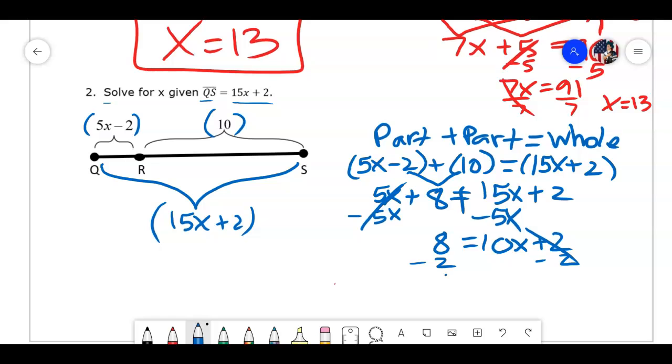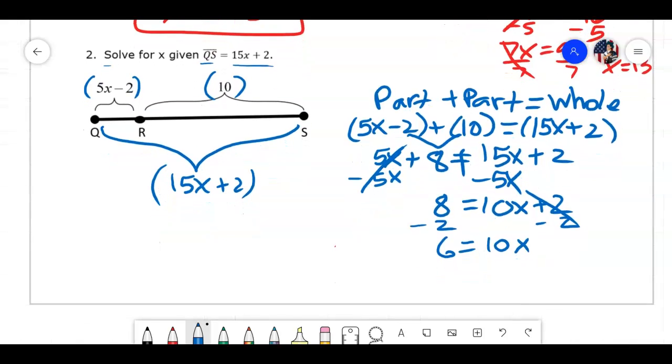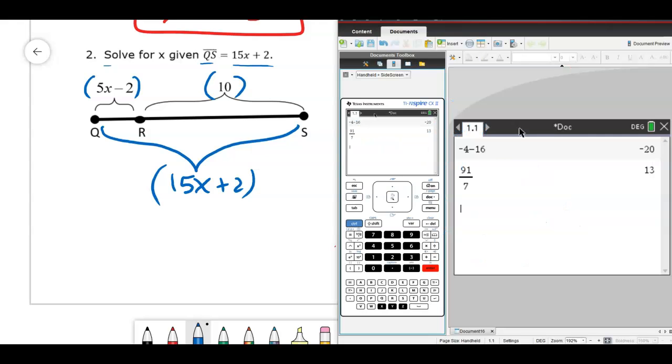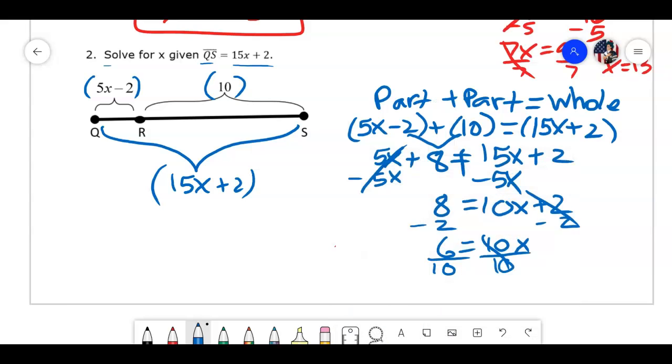8 minus 2 is 6 equals 10x. Last step to get rid of that 10 is dividing by 10. Now 6 divided by 10 does not give me a whole number. In fact, if I were to type it in my calculator, it would only reduce the fraction. That's fine. 3 over 5, that works for me, okay?